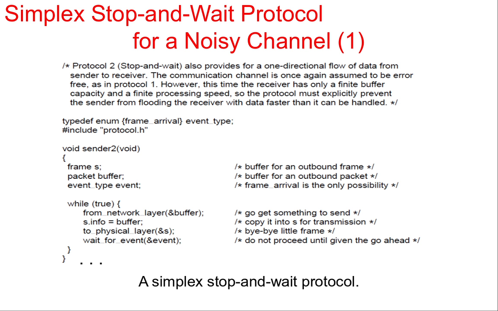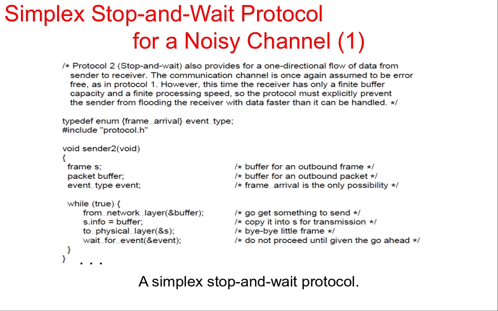So protocol 2, that is stop and wait, it provides a one directional flow of data from sender to receiver. Once again the data is from sender to receiver. Here the communication channel is once again assumed to be error free, but this time we are simply implementing that to be having a flow control, means the receiver is assumed to be having some capacity, a finite processing speed, and that's why it simply cannot accept all the way when the sender is transmitting the data, and that's why the sender is needed to care about the speed of the receiver.